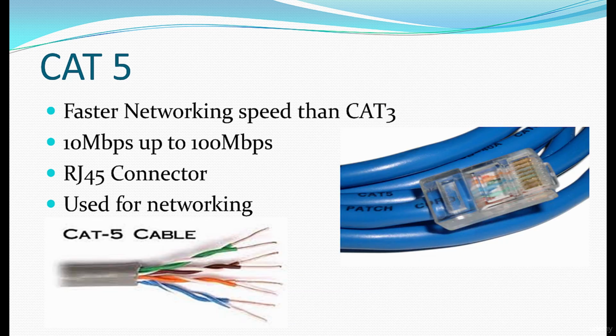Cat 5 is used in faster networking than a Cat 3. It can go from 10 megabits up to 100 megabits. It uses an RJ45 connector. It is used for networking. On the left, you can see the twisted pairs, and on the right, you can see it with an RJ45 connector.